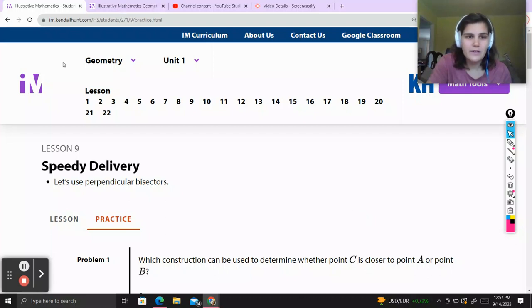Today we'll be going over Illustrative Math, Geometry, Unit 1, Lesson 9. I believe it's our last lesson on construction, so let's have fun with it.